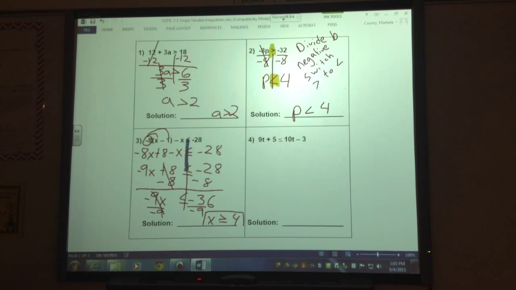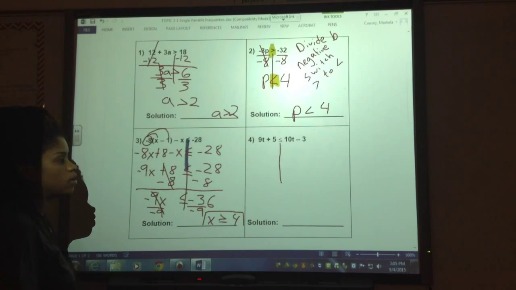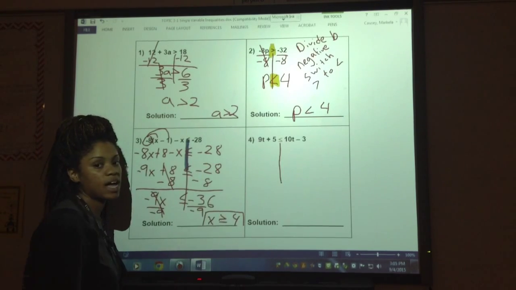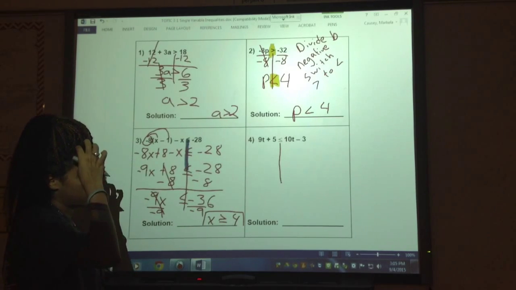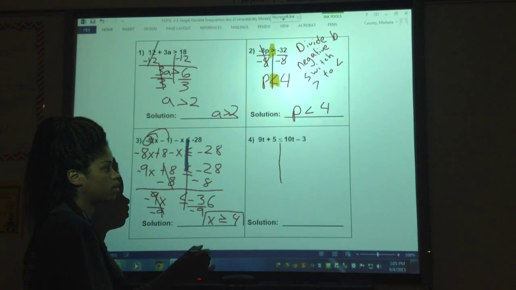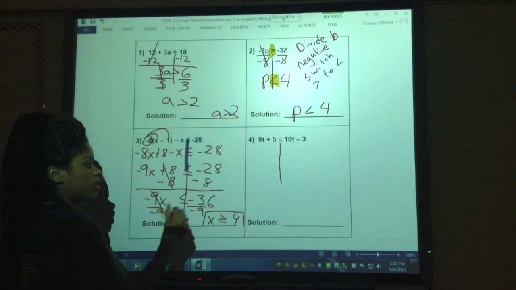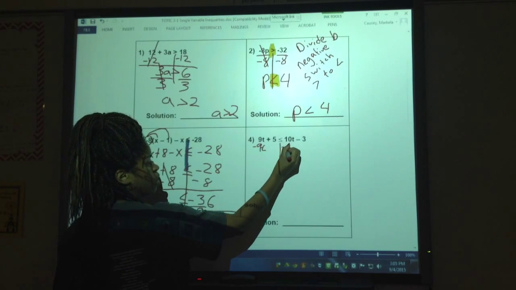Number 4. I don't have parentheses, so I don't need to distribute. I have a variable on both sides. I need to combine those variables. So I'm going to take the variable with the smallest coefficient and move it to the other side. So I'm going to move the 9x to the 10x. Because the 9 is positive, I'm going to subtract to move it to the other side.